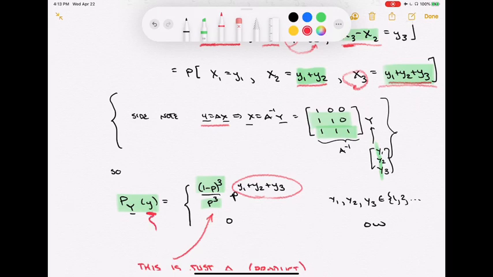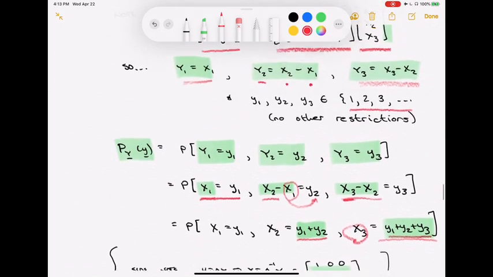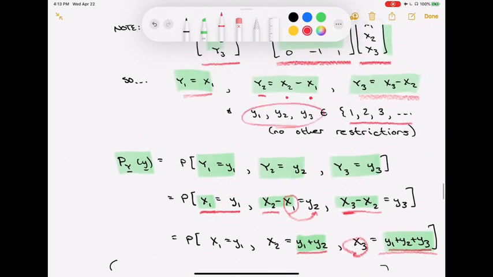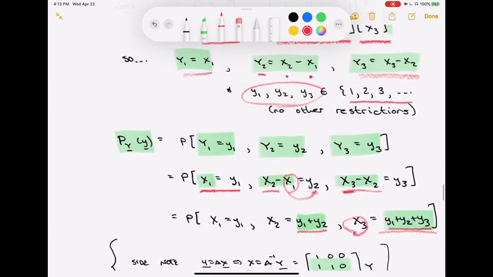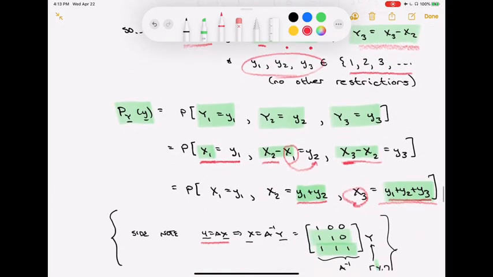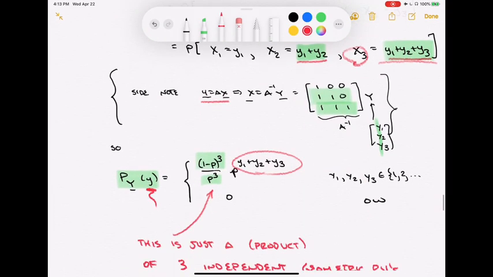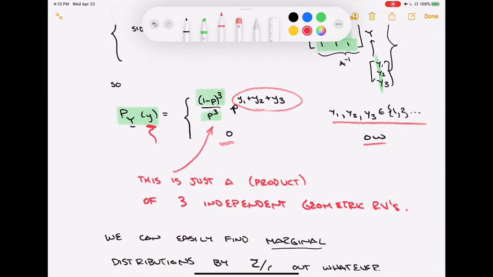And what values does this work for? We had already computed that out as well. The values y1, y2, y3 are just positive integers going 1, 2, 3 without restriction. That's this guy, and it would be 0 otherwise. So we got this just through some math and some observations. This turns out to be just a product of 3 independent geometric random variables.